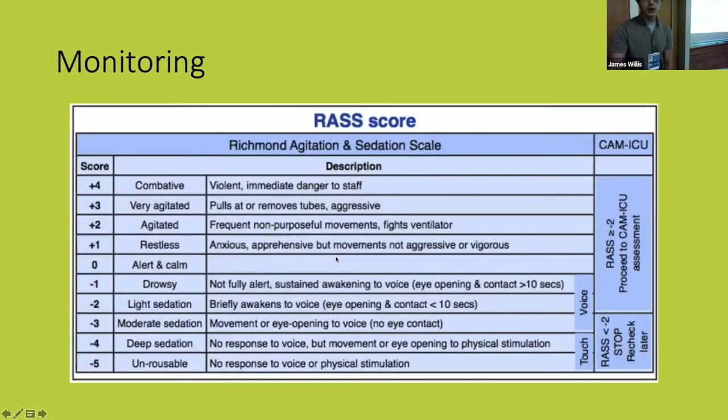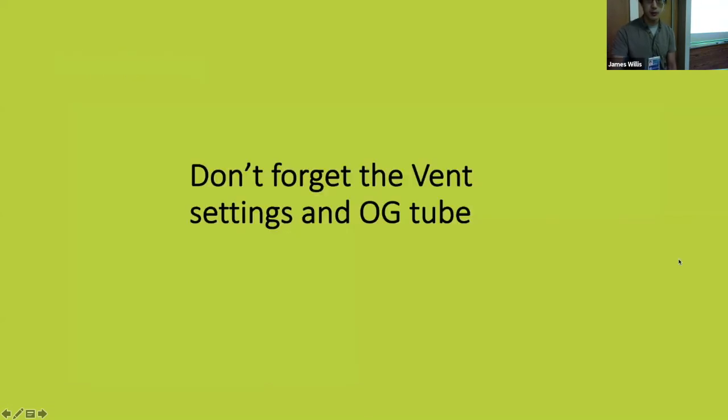And you want to titrate the sedative drip to a RASS score of usually 0 to -2. The goal is usually light sedation where the patient is drowsy, but will still respond to voice. But depending on the patient's clinical scenario, you might want a lighter or deeper sedation. So if the patient requires frequent neurochecks, you might want a higher RASS score. And lastly, don't forget the vent settings and OG.